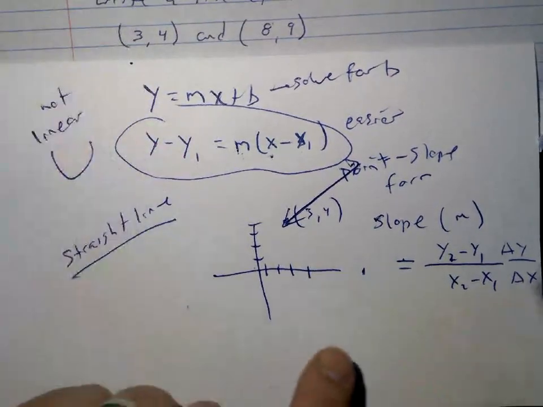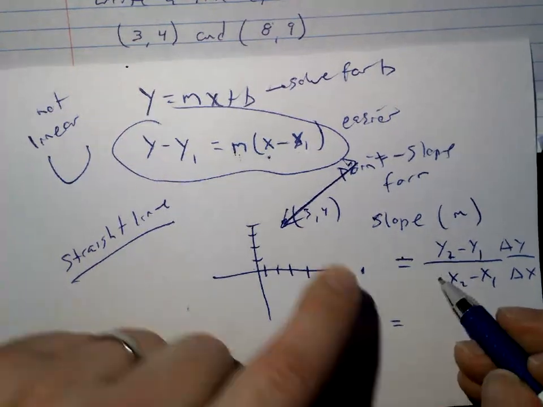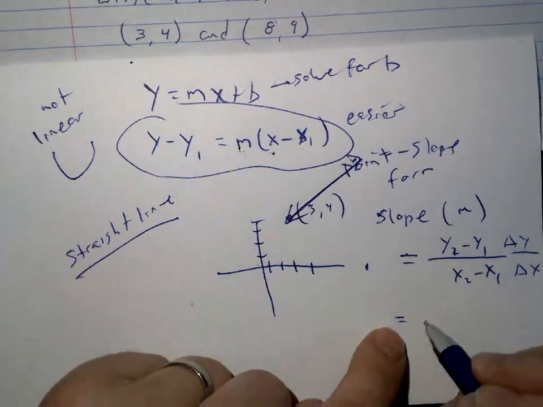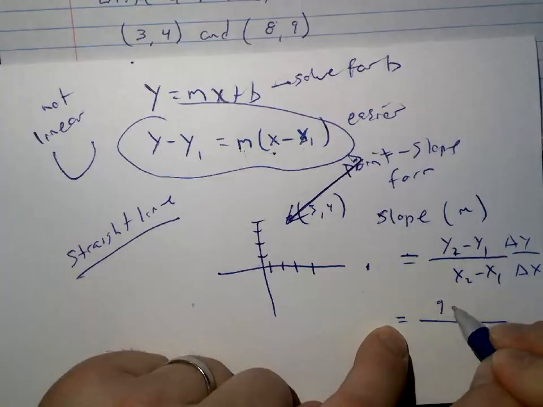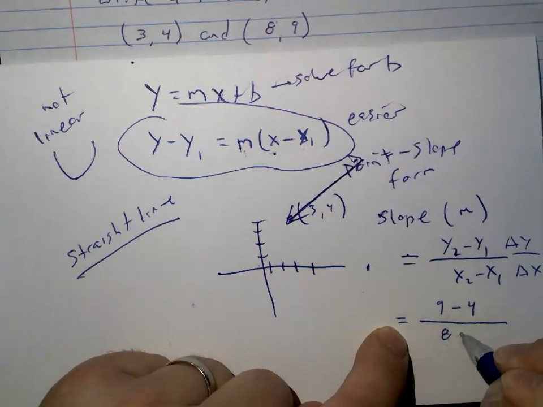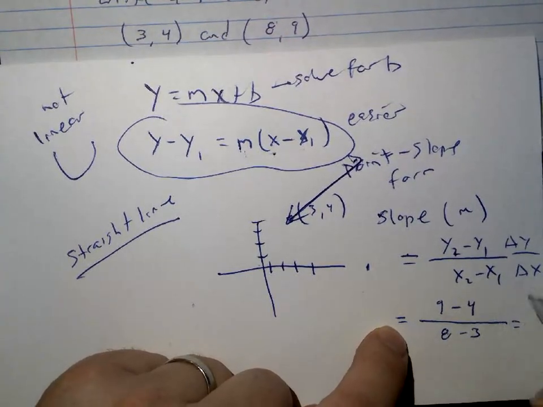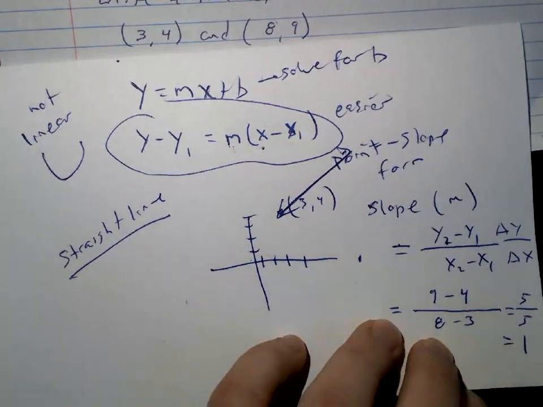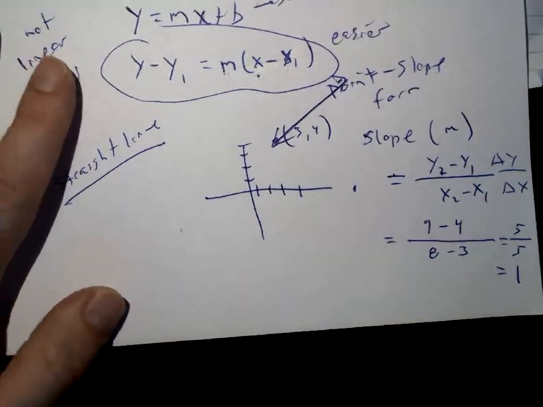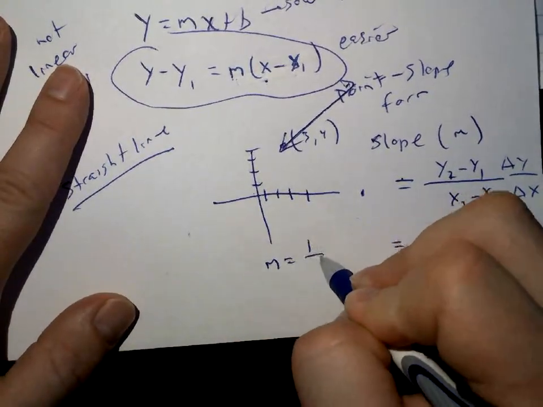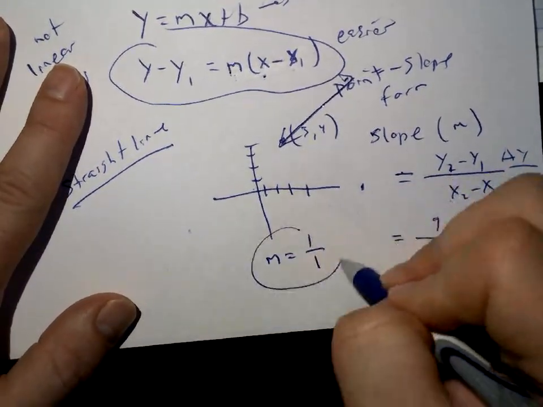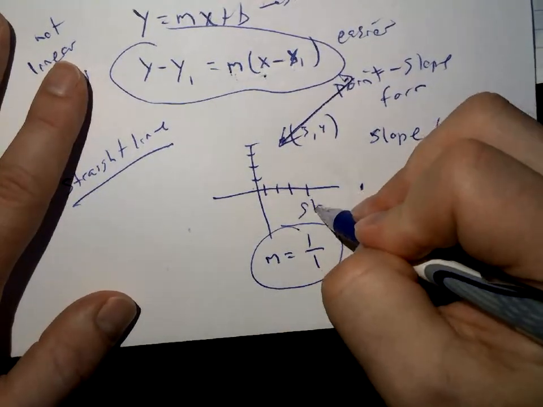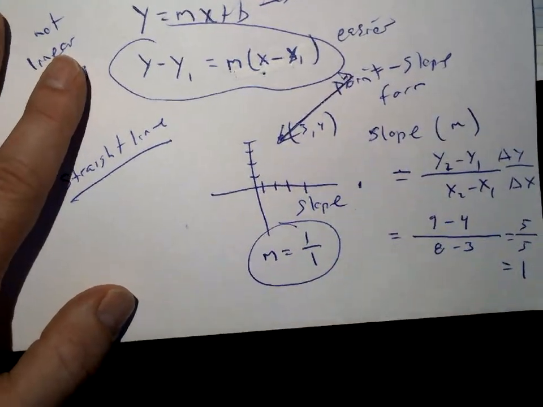Okay, so if we do this, first off, we want to be careful how to do this. This is going to be 9 minus 4. This is 8 minus 3. If I subtract those, I think that's 7, 6, 5. Is that 5? Yep. So what is 5 over 5? 5 over 5 is 1. So the slope, which is m, is 1 over 1. By the way, your slope is always a fraction.